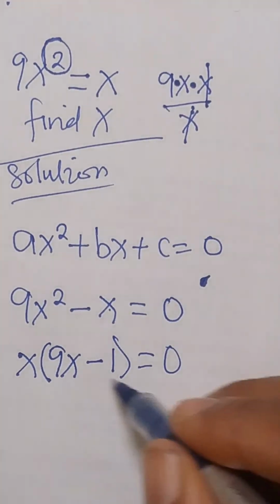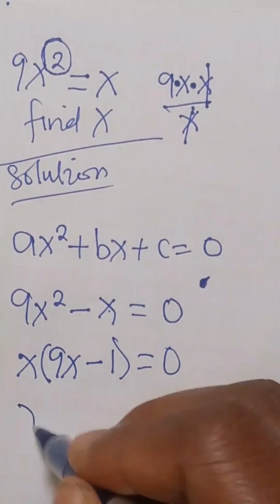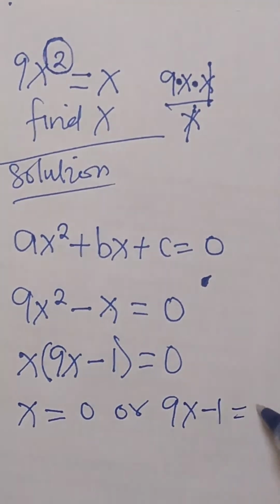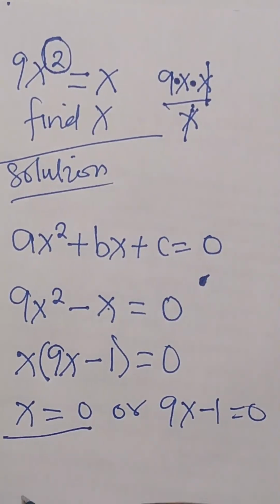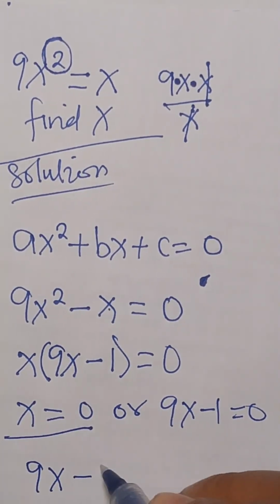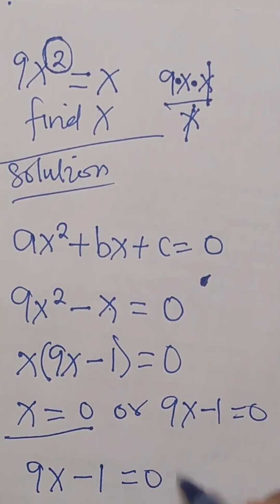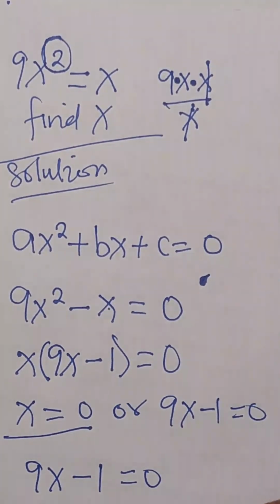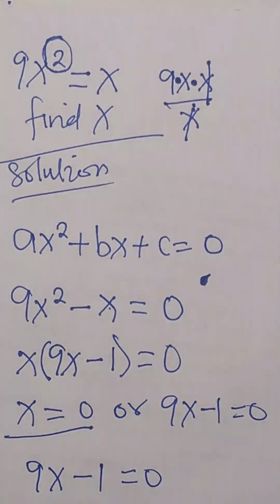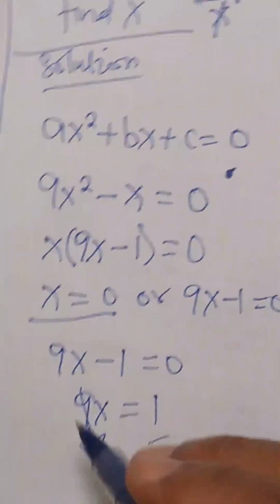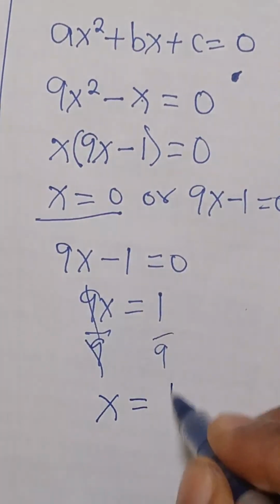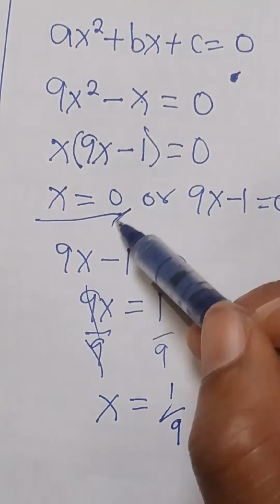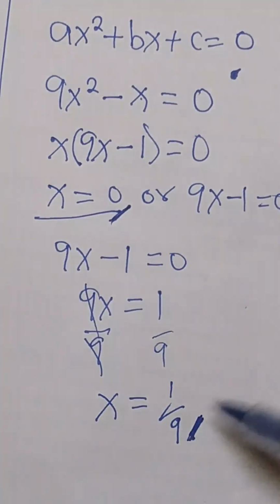Whenever you have this, it means one of them is 0. We represent it as x is equal to 0 or 9x minus 1 is equal to 0. The first solution is x equals 0. For 9x minus 1 equals 0, we move the minus 1 to the other side, and it becomes plus 1, so 9x equals 1. Divide by 9, so x is equal to 1 over 9. Therefore, our answer is x equal to 0 and x equal to 1 over 9.